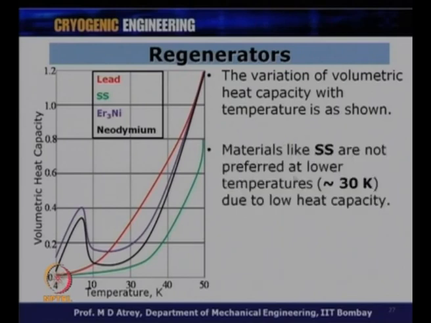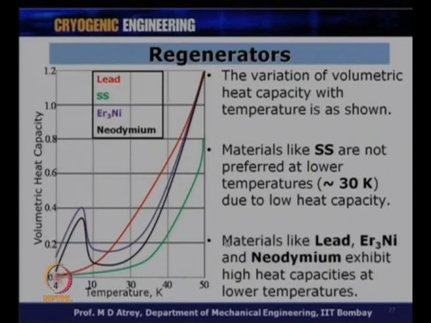Materials like SS are not preferred at lower temperature, let us say less than 30 Kelvin, due to low heat capacity. So, what do we do? If I want to have a 10 Kelvin machine, for example, from here you can see that I have lead over here, and this lead can be used because it has substantially higher heat capacity as compared to that of stainless steel below, let us say, 50 Kelvin. So, normally if I want to reach down to 10 to 15 Kelvin, I will use lead. So, I can have stainless steel in the first stage and I can use lead in the second stage as regenerator material. Agreed? This is a very important aspect.